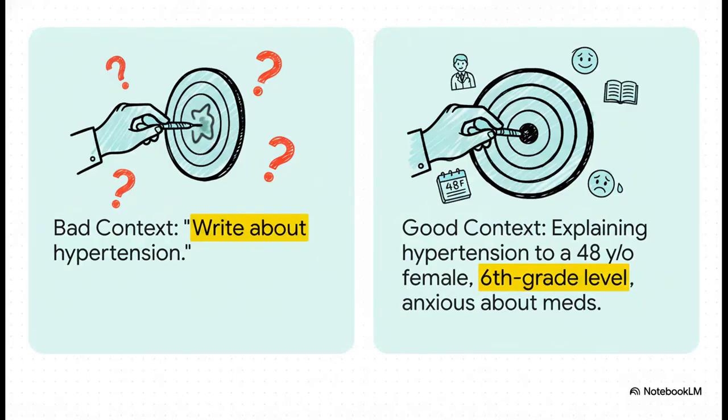Just look at how tangible the difference is here. On the left, we've got a total shot in the dark, right, about hypertension. Useless. But now, look at the prompt on the right. See how it specifies your role as a family physician, the patient's age and condition, her anxiety about starting meds, and even the need for a 6th grade reading level. That is context, and that's what gets you a useful result.